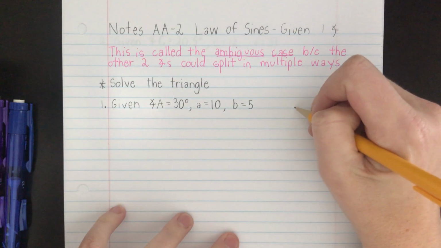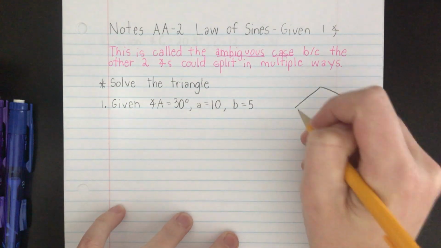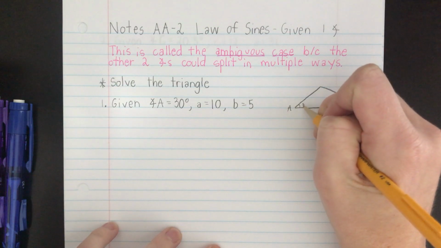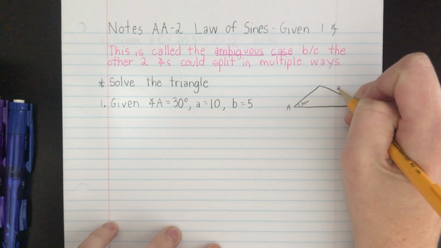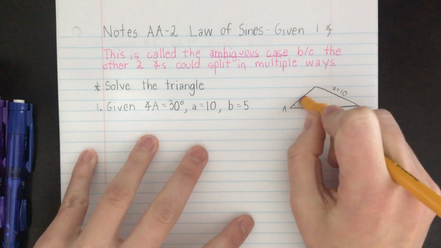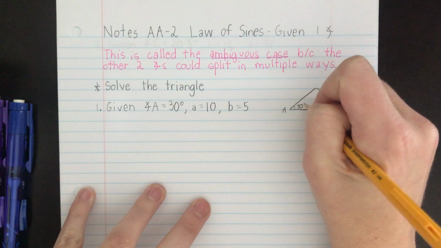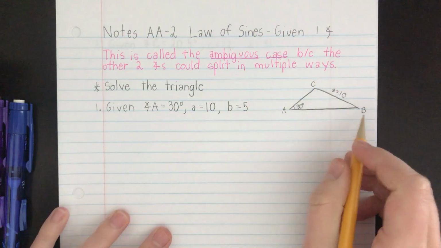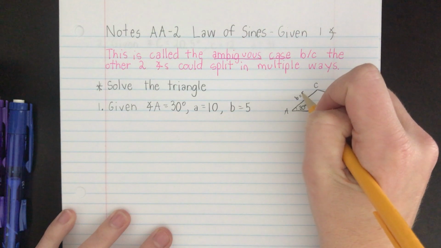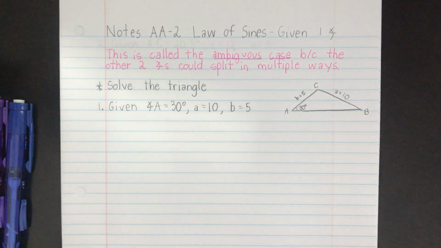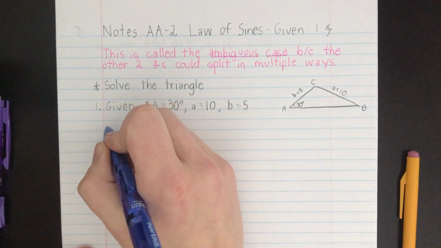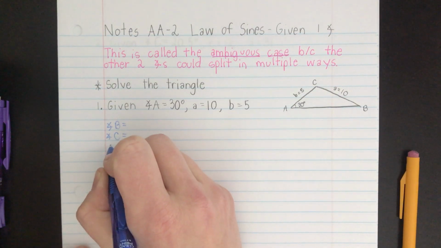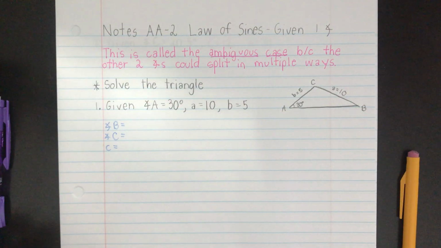Again, this might not be drawn to scale, so you'll forgive me. Angle A is 30 degrees. Side A is 10 units. That kind of looks like 300 instead of 30 degrees, but it is 30 degrees. And side B, which opposes angle B, is 5 units. So that's what you're given. Remember, we need angle B, angle C, and side C. Those are the three things we need to find.